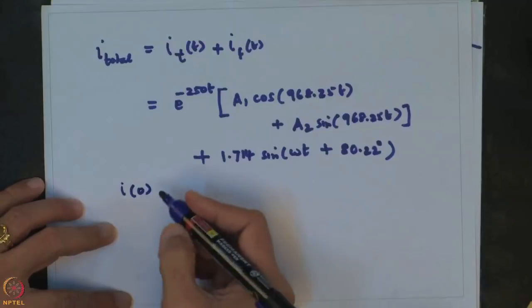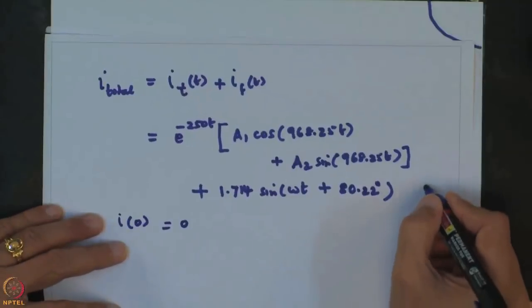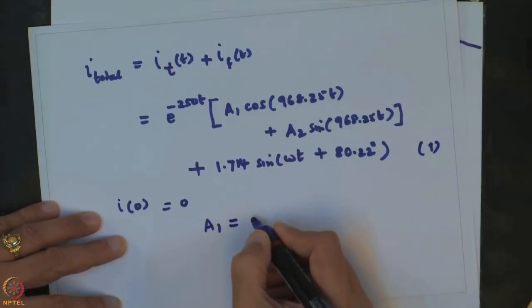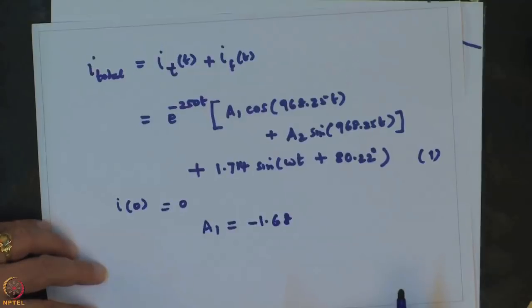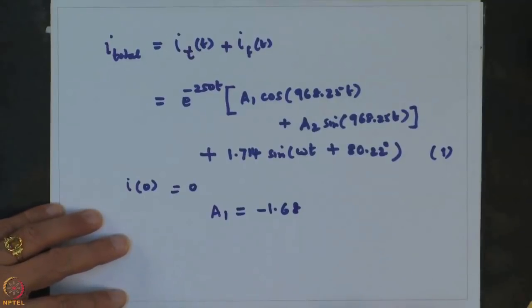Now, we know the boundary conditions already. We are given that I of 0 is equal to 0 and Vc of 0 is equal to 0. We will use these boundary conditions to determine the unknowns A1 and A2 in the complete response equation. If I at 0 is equal to 0, then solving equation 1 above, we get A1 equal to minus 1.68. We just substituted t equal to 0, with the left side I total equal to 0 at that time.